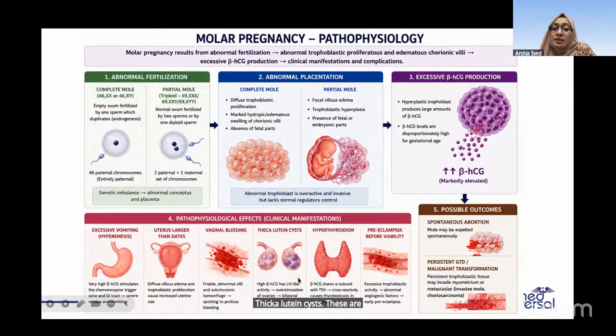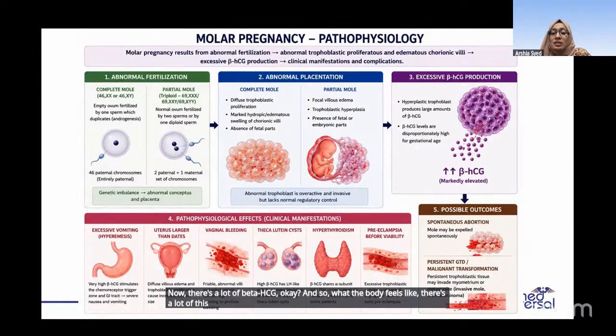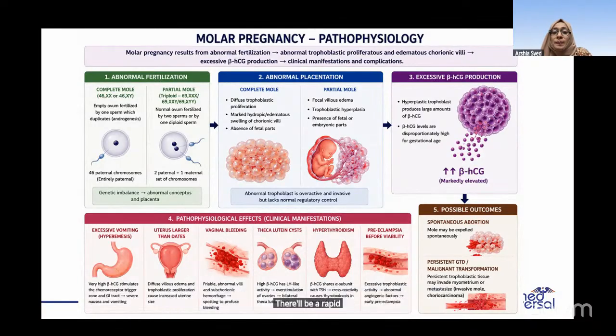Theca lutein cysts are cysts seen due to overstimulation of the ovaries. Now there's a lot of beta HCG, so what the body understands is a sudden increase in LH, and because of that there'll be a rapid stimulation of the ovaries, and theca lutein cysts will be seen on the ovaries.